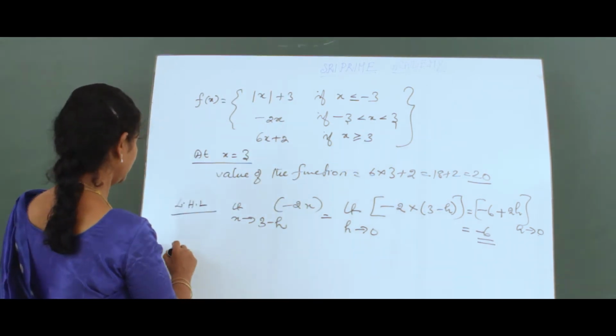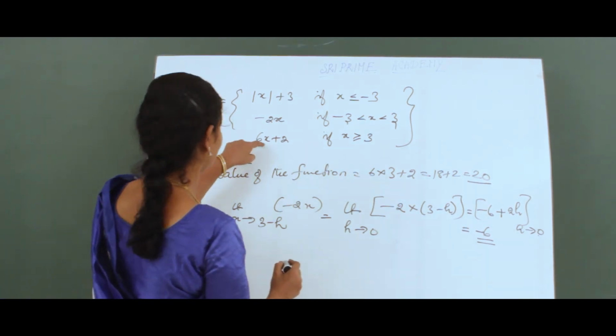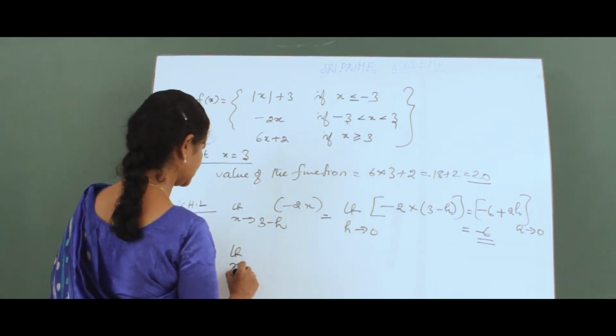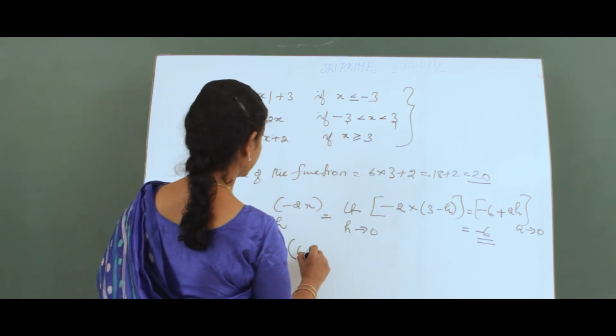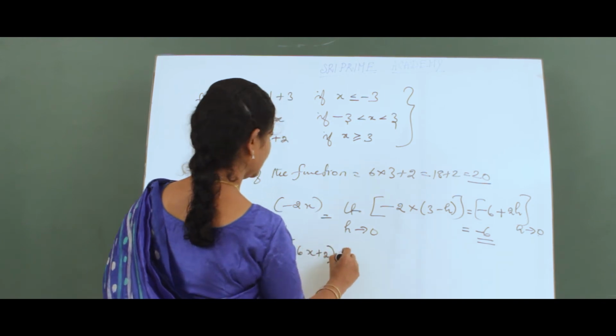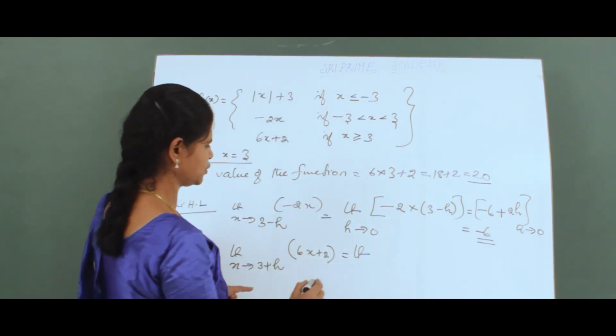Now what is the right hand limit? For the right hand limit at x equal to 3, take this value. So limit x tends to 3 plus h, it is 6x plus 2. Then, where x is there, substitute 3 plus h.